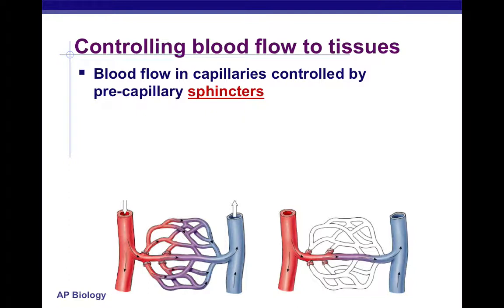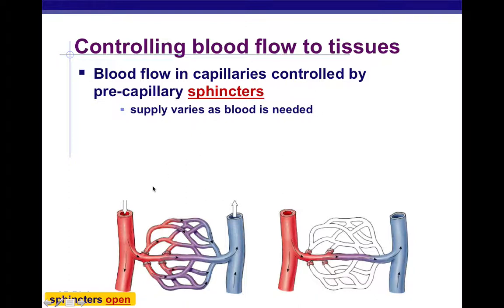And then finally, the ability to control blood flow to the tissues. We use these things called sphincters. And we use sphincters a lot because it's like a control system through different valves. We talked about sphincters a little bit with the digestive system. We have another type of sphincter in blood, and it controls blood flow in the capillaries.